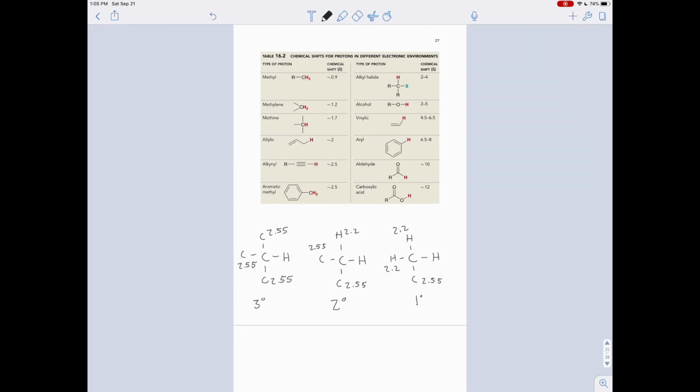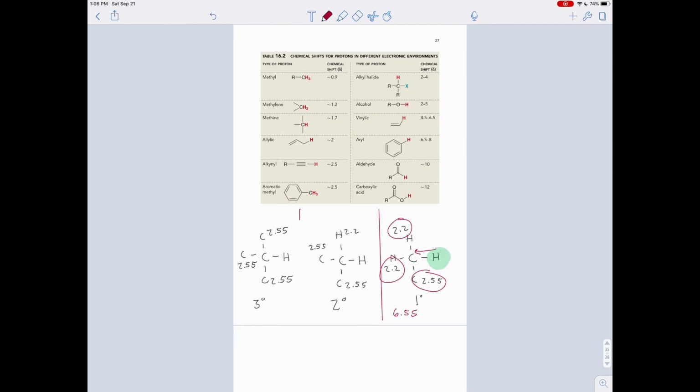So notice what happens here. The bigger the number, the more electron density gets pulled away. Now, in this first one, in the case of primary carbons, the hydrogens on those are feeling a total of 2 plus 2.2 plus 2.2 plus 2.55 electronegativity around them. And so that's a total of 6.95. So imagine an electronegativity pull of 6.95 stealing electrons from this hydrogen of interest.